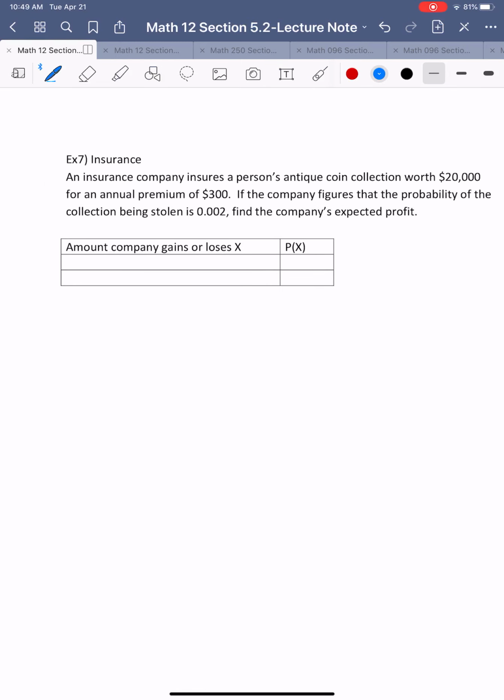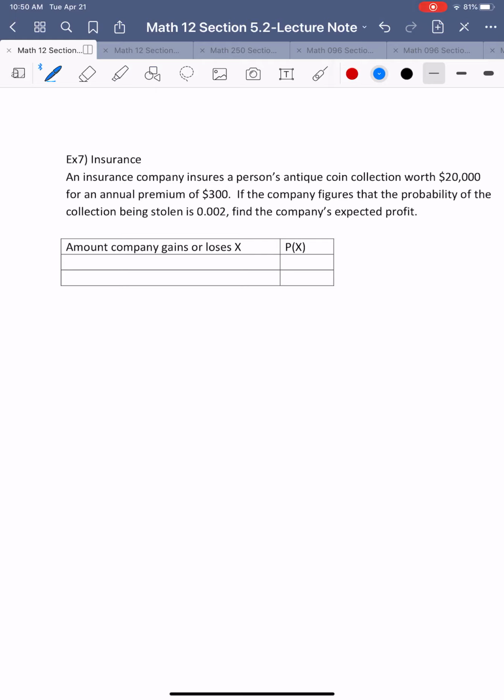Insurance. An insurance company issues a person's antique coin collection worth $20,000 for an annual premium of $300. If the company figures that the probability of the collection being stolen is 0.002, which is 0.2%, so it's hard to lose the coins, find the company's expected profit. So x is the amount the company earns, gains or loses.